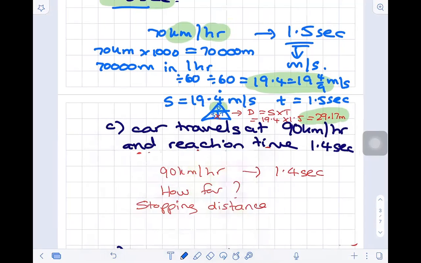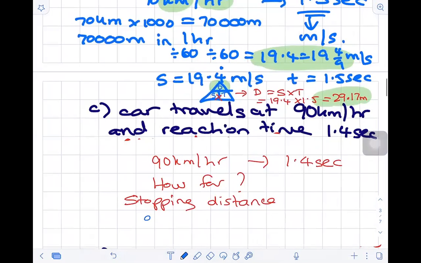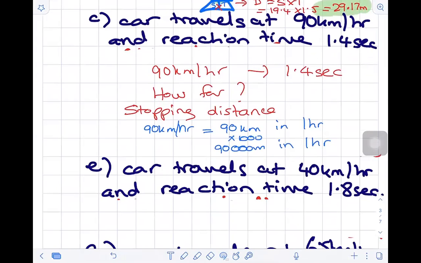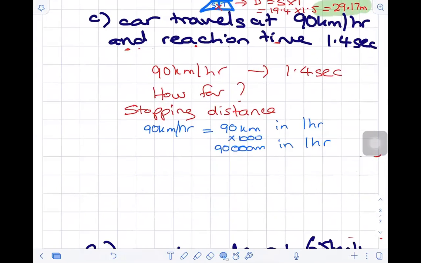Okay, so step one, you've got the 90 kilometers per hour, so it's 90 kilometers in 1 hour. You have to change it to meters first because you're going to travel in meters. It's a very short distance. That's why it's going to be meters, not kilometers. Step two, you need to get it to minutes and seconds. So if you divide by 60, that will give you 1 minute.